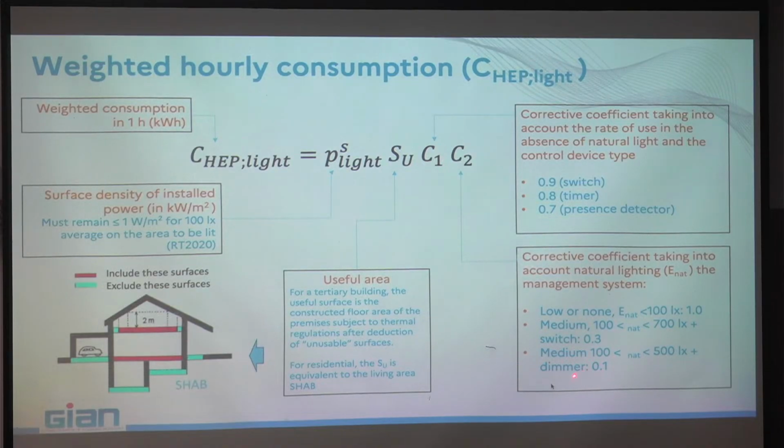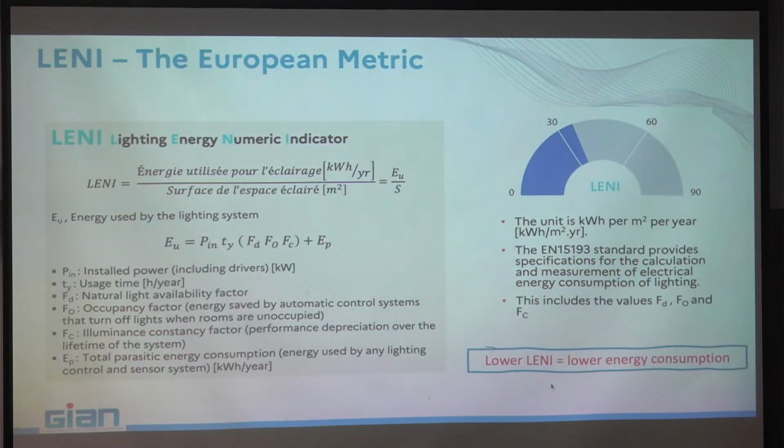But now if you have a little bit of daylight, up to 500 lux, and you add the dimmers, then this value goes from 1 to 0.1. You divide by 10 the standardized coefficients for the calculation of the consumption. There is an E missing here. E is the illuminance. That was the French method, which is rather complicated, but it is an obligation.